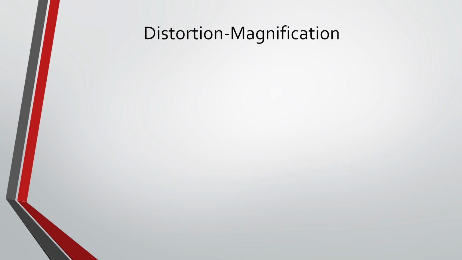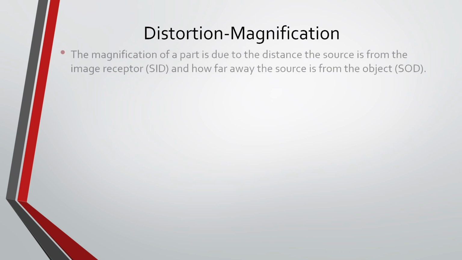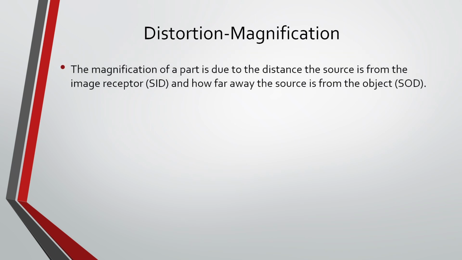Distortion, and we'll talk about magnification. The magnification of a part is due to the distance the source is from the image receptor. So the magnification of the part is due to the distance the source is away from the image receptor and how far the source is from the object.